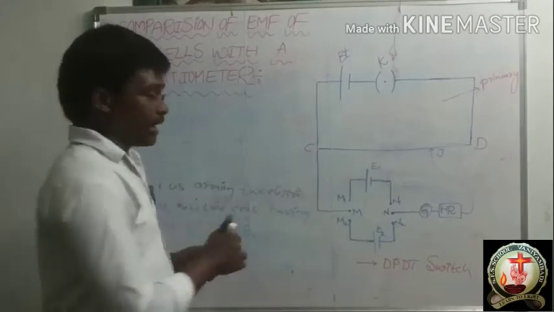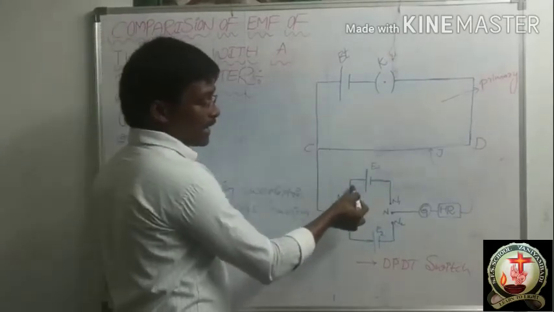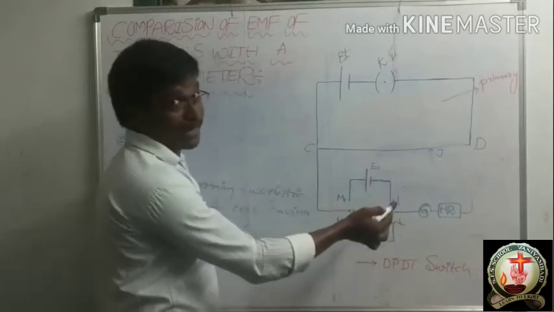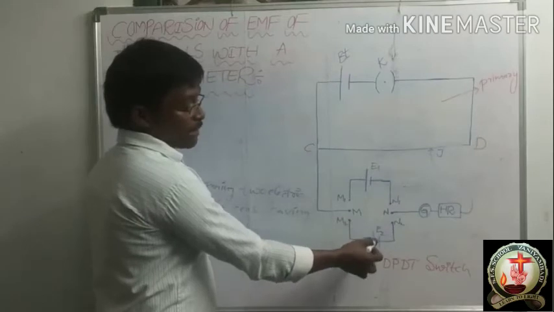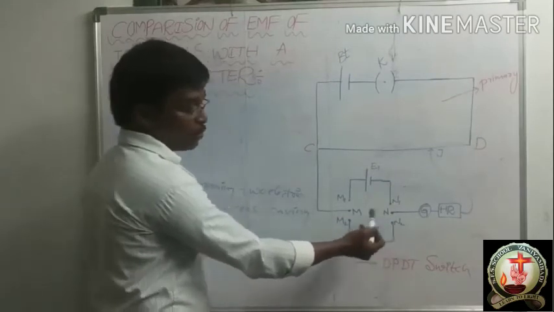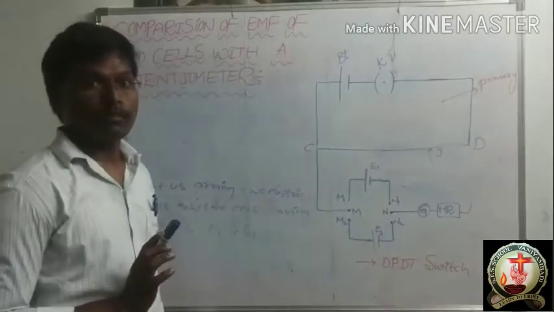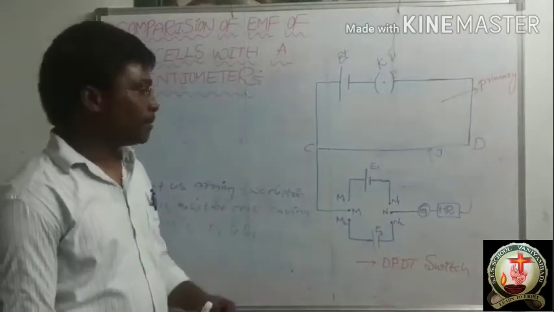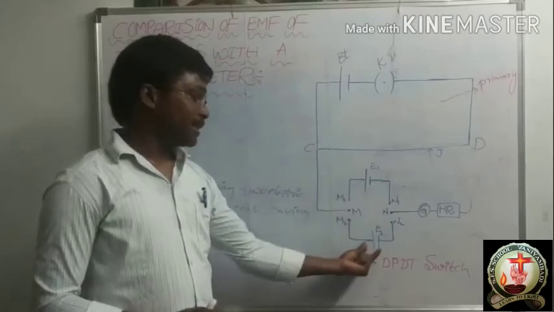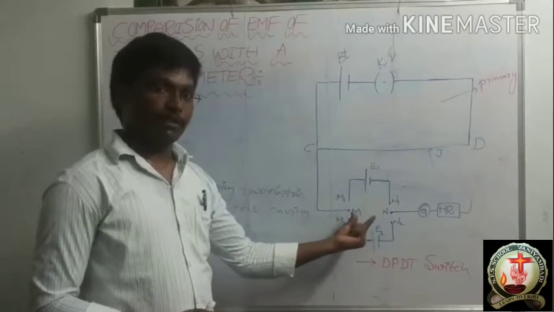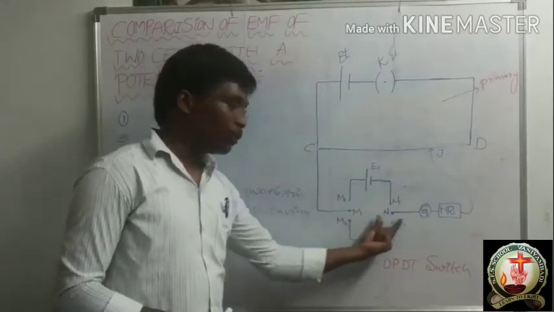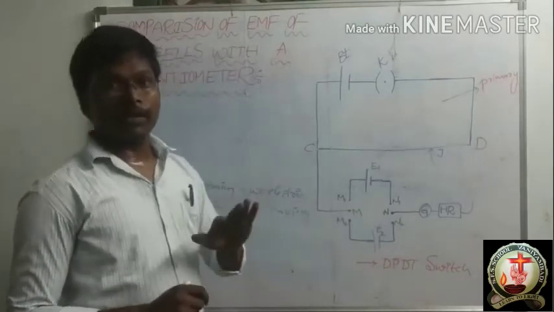The positive terminal of the cell is connected to M1, and the negative terminal of the cell is connected to N1. This positive terminal of the other cell is connected to M2, and its negative terminal is connected to N2. Finally, this cell is connected to the DP-DT switch, and this cell is also connected to the DP-DT switch. What are the ends? M1, N1 for this cell, and M2, N2 for this cell. Don't get confused here. You can note this down.